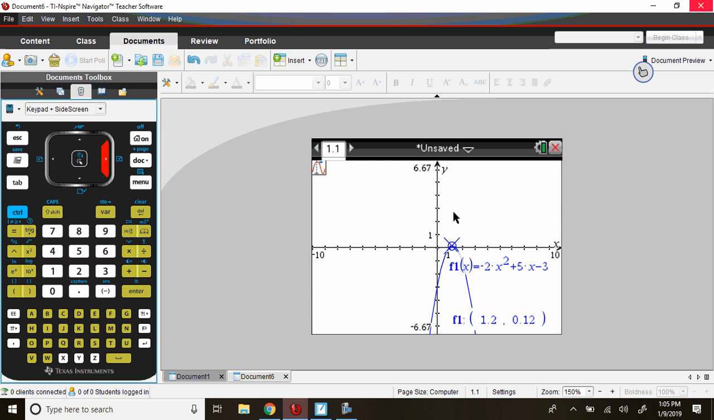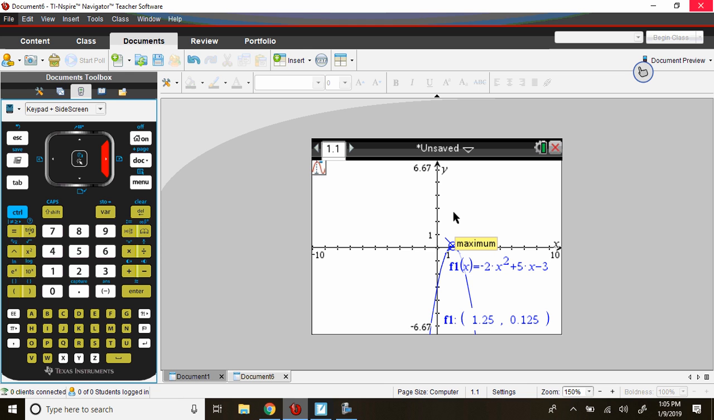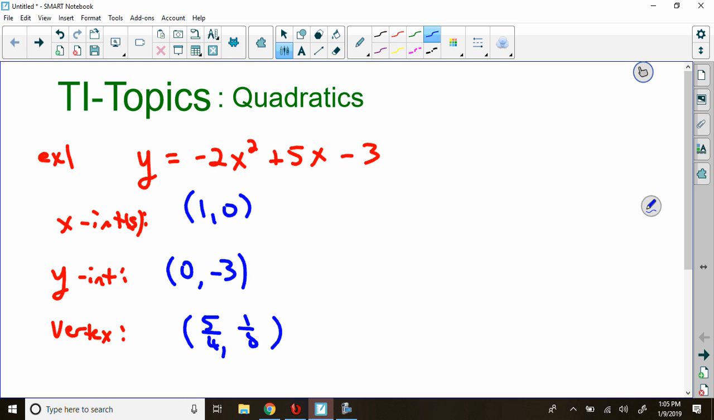Cursoring over, it tells me my maximum. Remember, Mr. Minnick does not like decimals. So as a fraction, what's that maximum going to be? So a certain number of fourths, right? It's going to be 5 fourths. So the vertex is the ordered pair 5 fourths, comma, 0.125. That's 1/8. Nice, good. So the vertex is 5 fourths, 1/8.